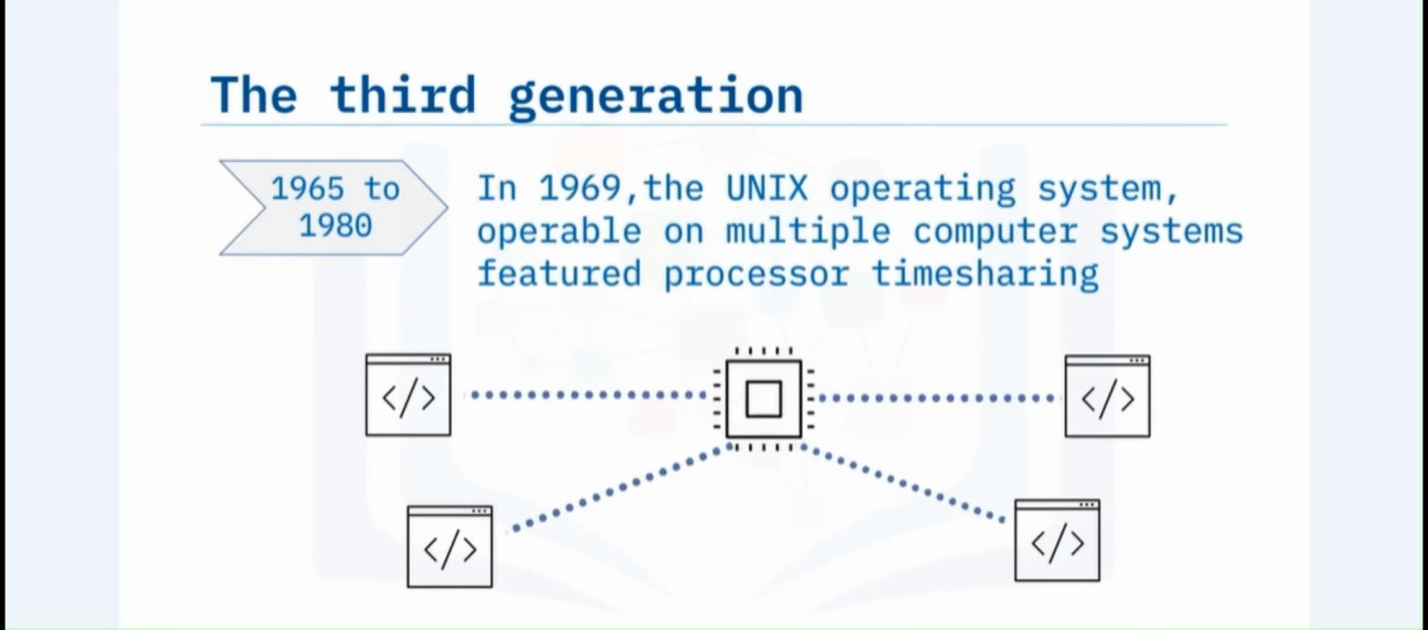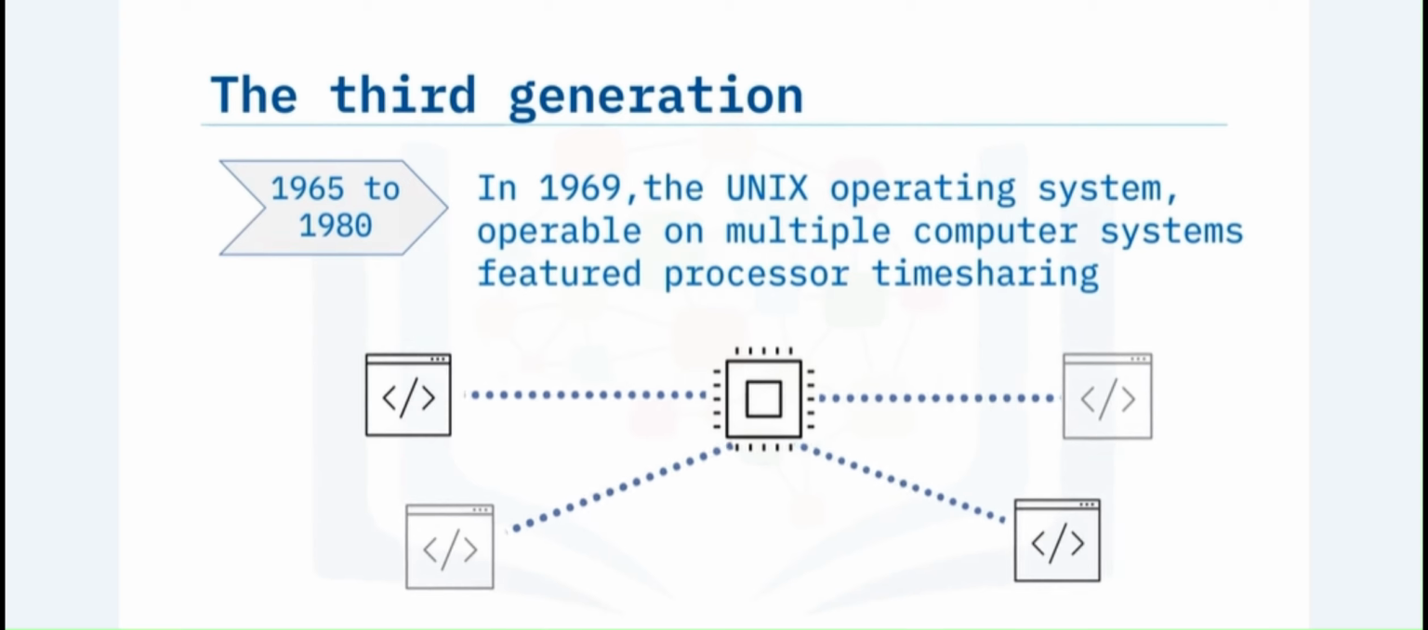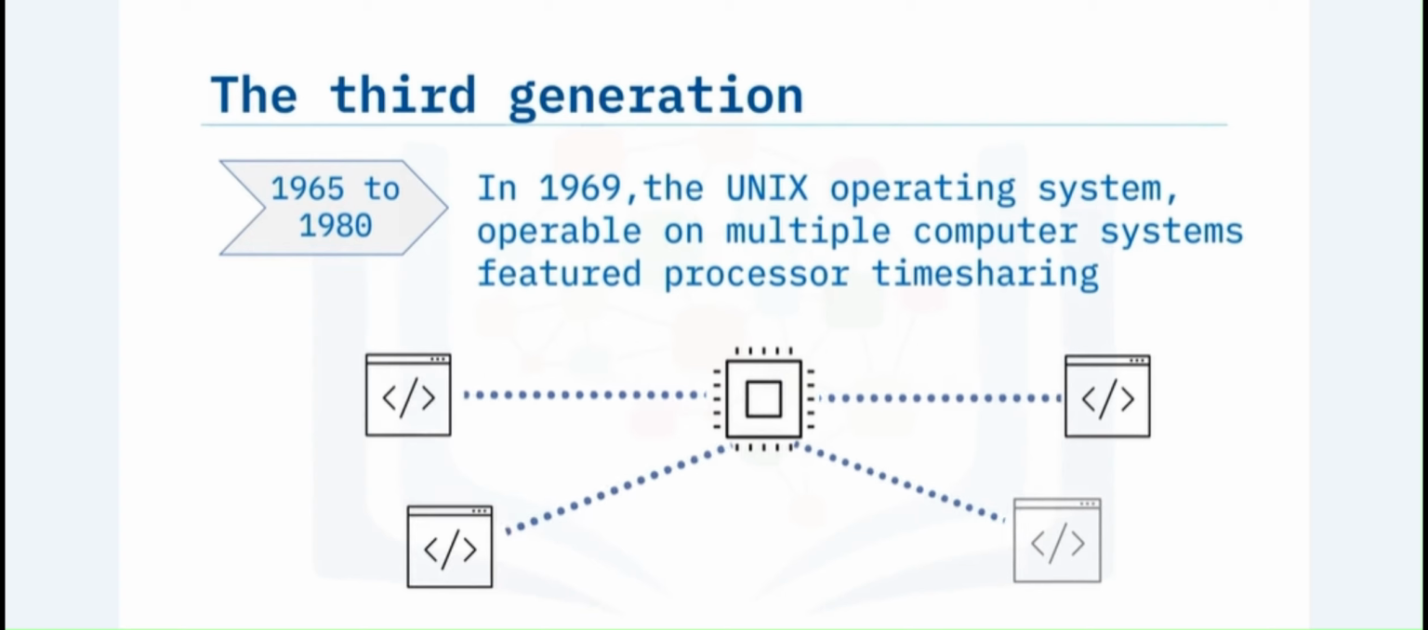In 1969, the Unix operating system offered a new innovation, an operating system that was installable on multiple computer systems and featured processor time-sharing. Processor time-sharing enabled multiple users with different programs to interact nearly simultaneously with a central computer, such as a mainframe.